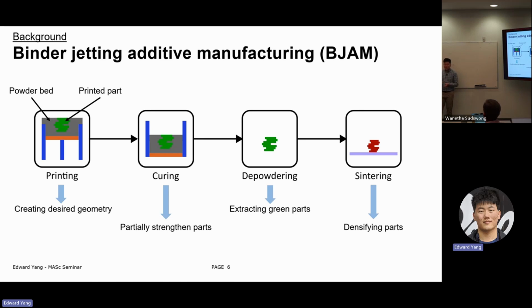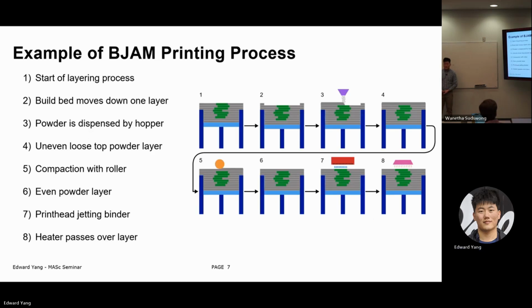So it has roughly the strength of what you can imagine it to be as chalk. So it won't hold up to any physical uses, but it is strong enough to be depowdered and extracted from the powder bed. And once the green parts are extracted, typically they undergo a sintering process to densify those parts and make them into solid metal. There's other alternatives as well, but typically sintering is used with our machines in the lab.